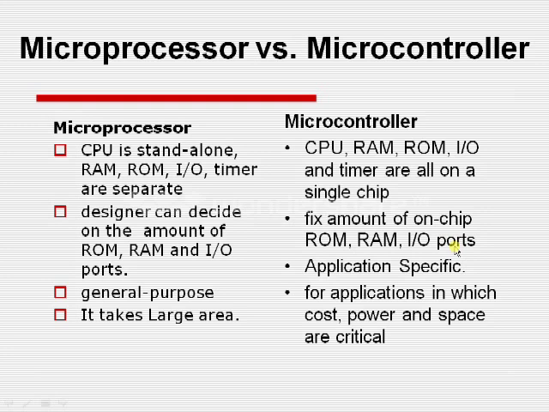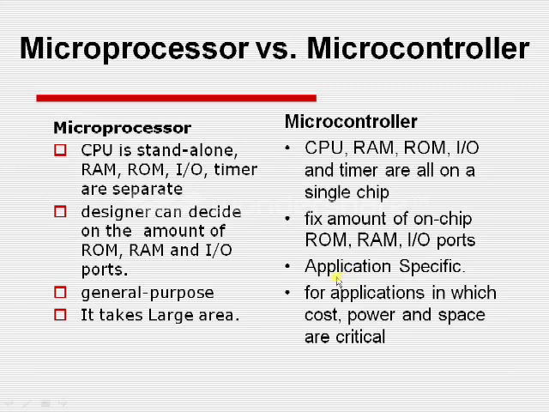But whereas here there is a fixed amount of on-chip ROM and RAM and input output ports. So there is a fixed amount of ROM as well as RAM as well as some input output ports, and all the peripherals which are inside this microcontroller are fixed, so we cannot change them. The processor is called general purpose, as I told you, since it can be used in any kind of application, but the microcontroller is called application specific. Why? Because if we are designing a controller for a specific application, that cannot be used for another application without modification.